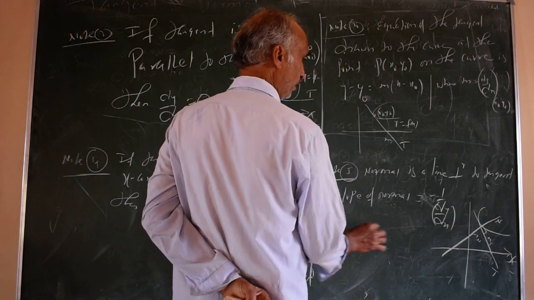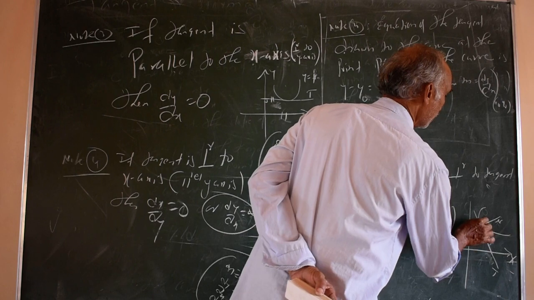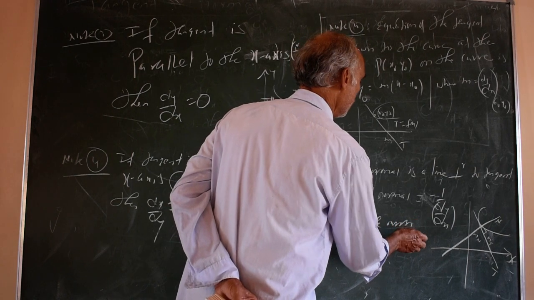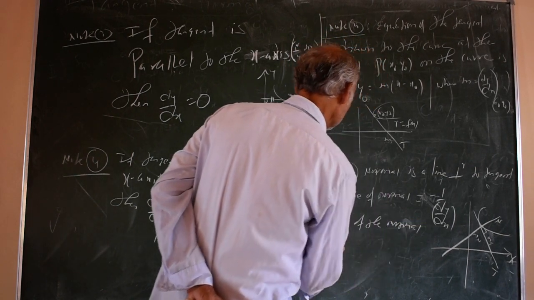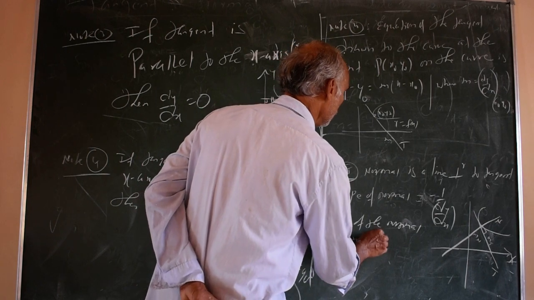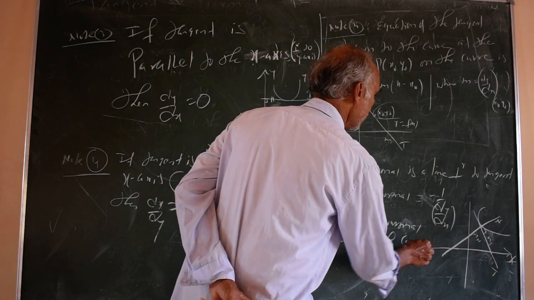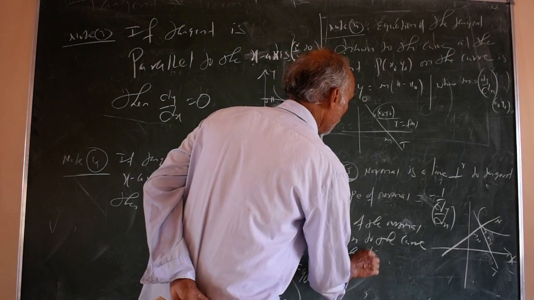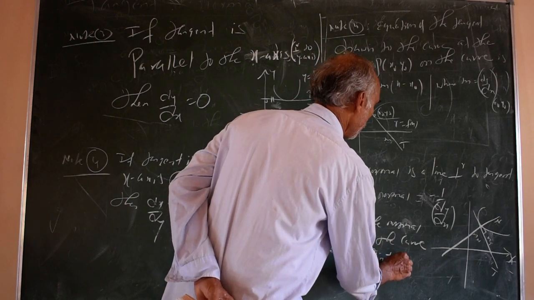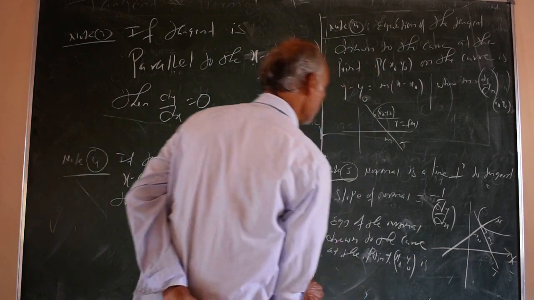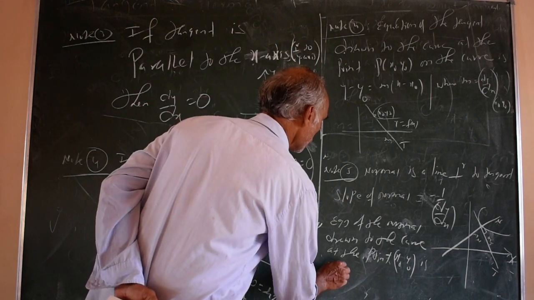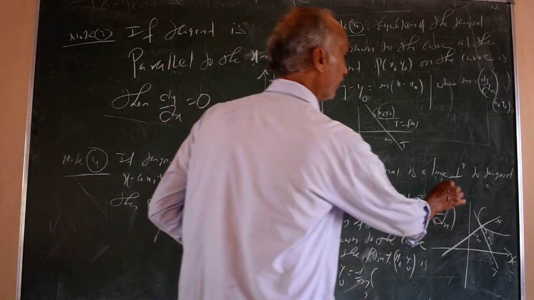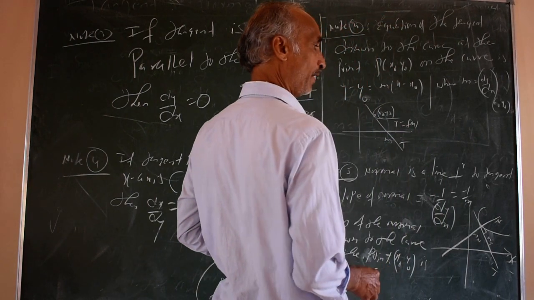Suppose the tangent is drawn at x0, y0. The equation of the normal drawn to the curve at the point x0, y0 is y minus y0, same formula, equals minus 1 by dy by dx into x minus x0, because its slope is minus 1 by dy by dx. The slope of the normal is minus 1 by it.